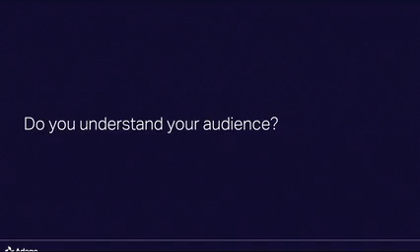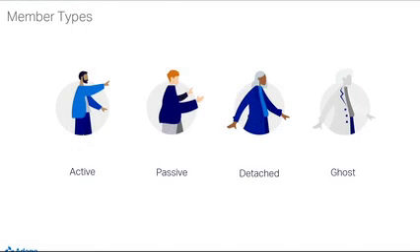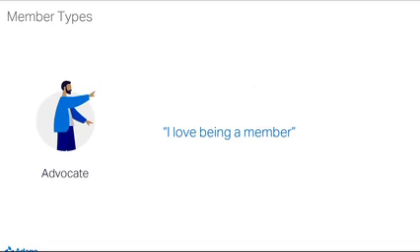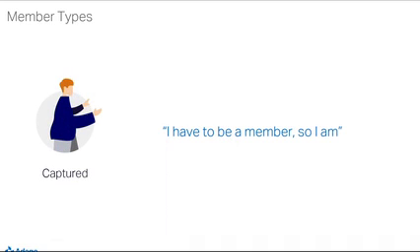So now that we've covered who the audience is, we need to understand them. We break this down into 4 groups: active, passive, detached, and what we're going to call ghost members. Active members are really advocates. They volunteer, they lead or participate in committees and sections, and they usually will give feedback without being prompted. And then there are passive or captured members, who are part of the organization because they kind of have to be there. They'll attend events, they'll get their certifications, but they're unlikely to engage unless they have some kind of incentive or they're asked to.